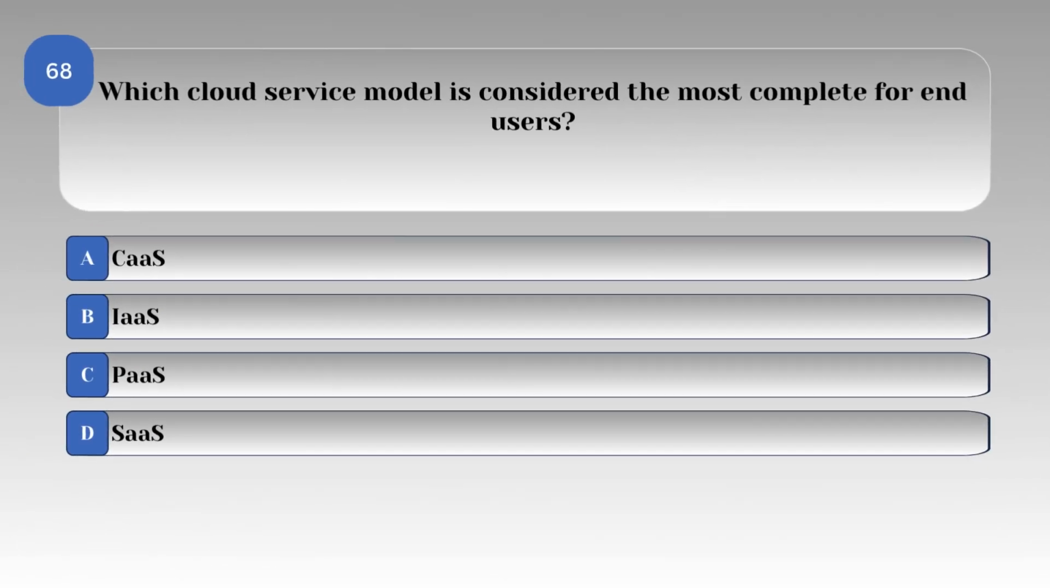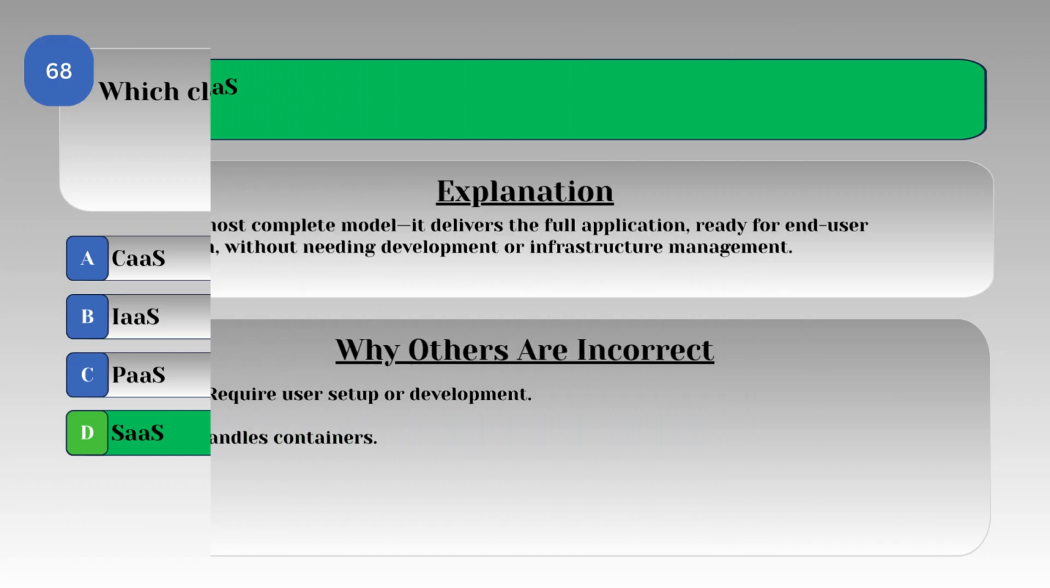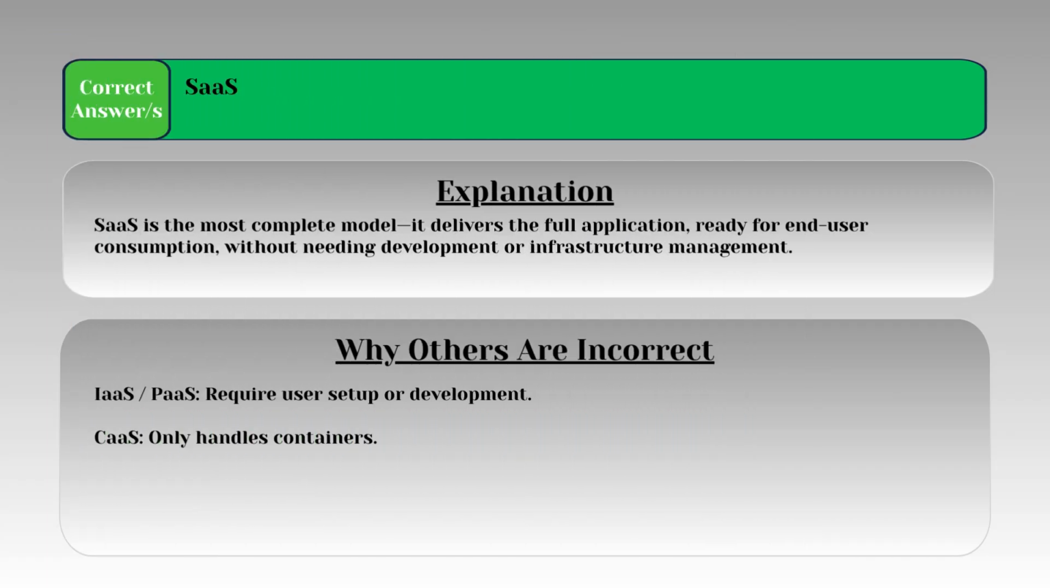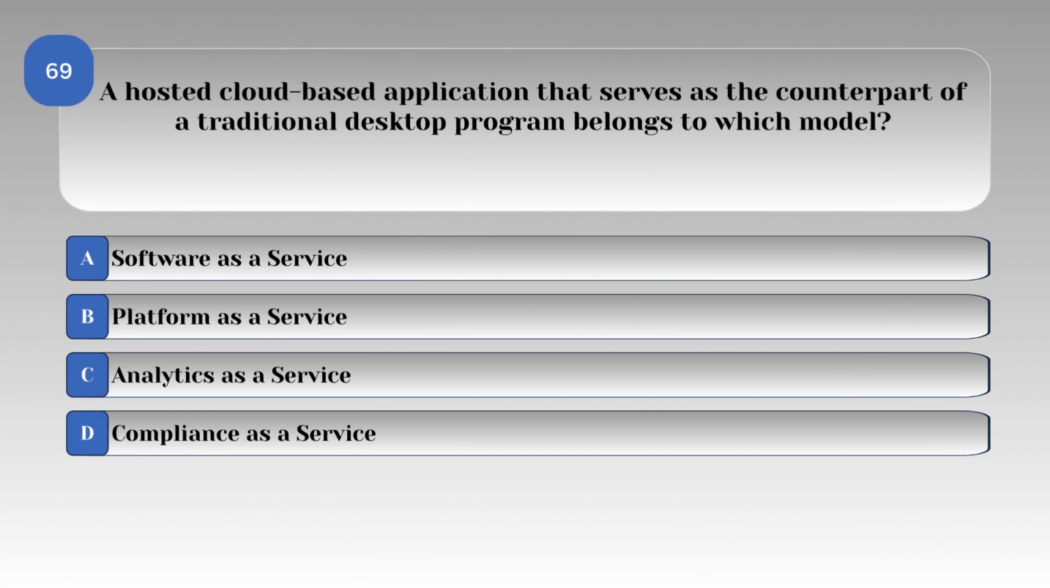Which cloud service model is considered the most complete for end users? Correct answer, SaaS. Explanation: SaaS is the most complete model. It delivers the full application, ready for end user consumption, without needing development or infrastructure management. Why others are incorrect: IaaS and PaaS require user setup or development. CaaS only handles containers.